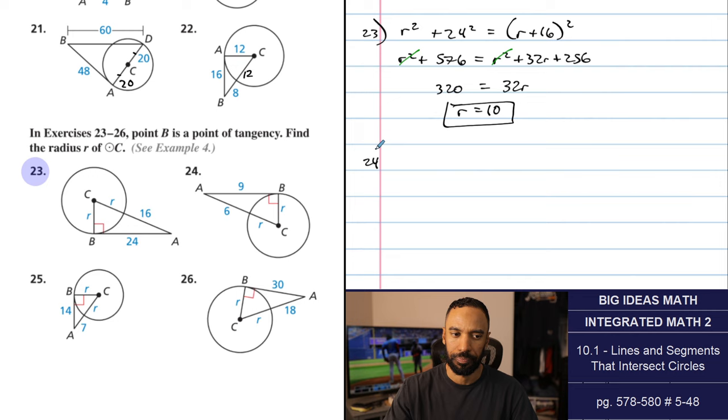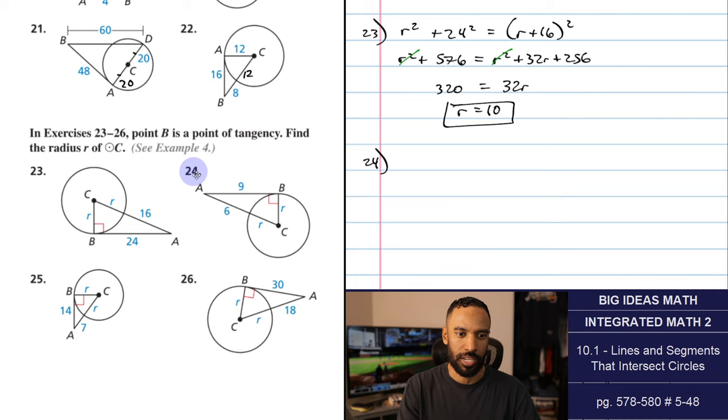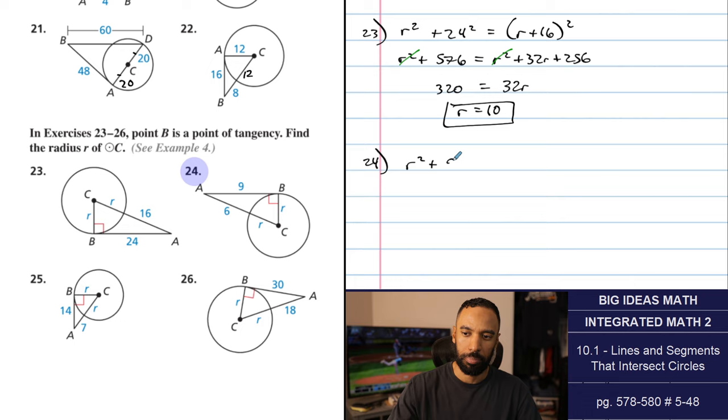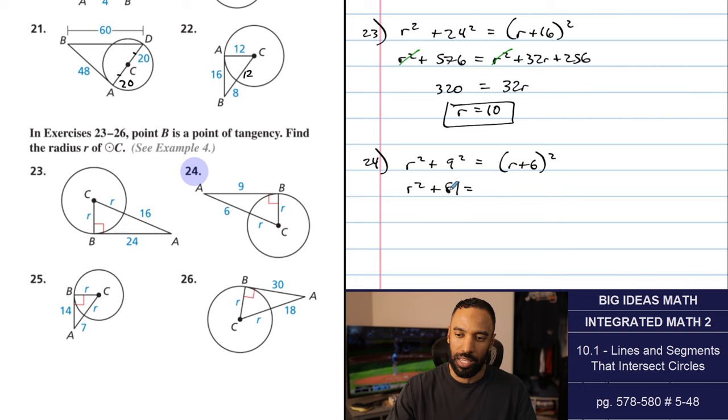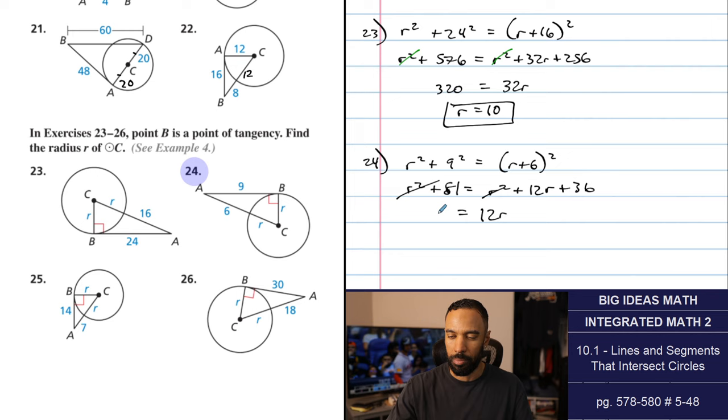Number 24, I mean, all these are the same when all is said and done, so if I assign it to my students, I'm not going to keep giving them the same kind of problem. Let's do R squared plus 9 squared, those two legs, and let's compare it to R plus 6, quantity squared, that hypotenuse. And this is a right triangle. So R squared plus 81 equals, and these are smaller numbers, R squared plus 12R plus 36. R squareds cancel once again, and it's the same kind of deal for these problems. Subtract that, you get 45. So R is 45 over 12.